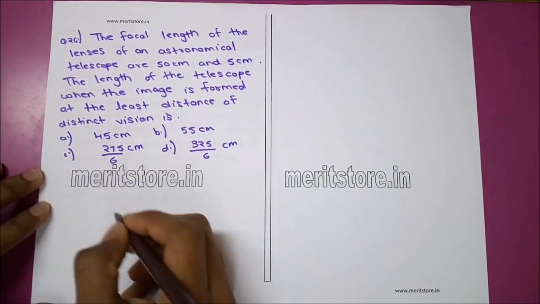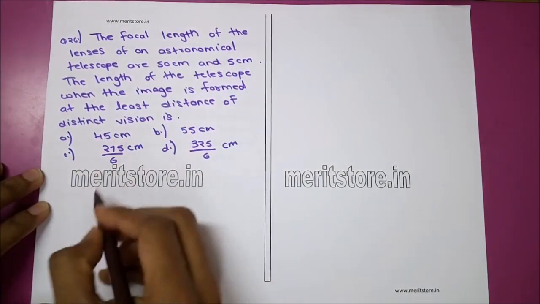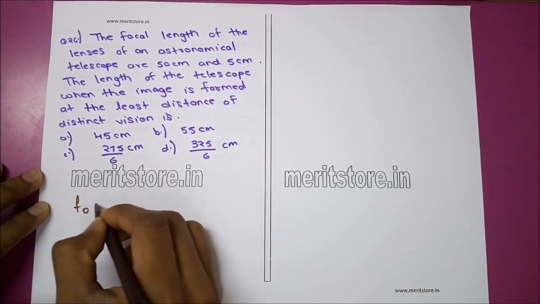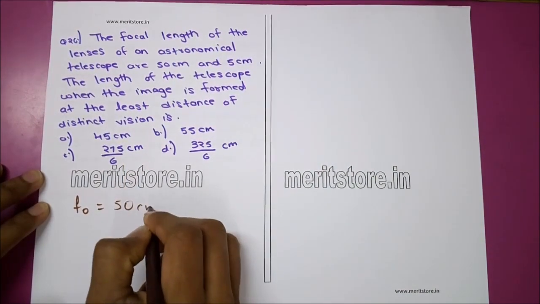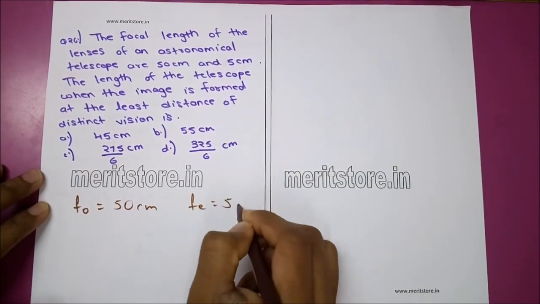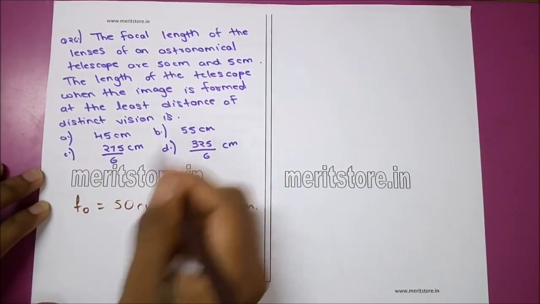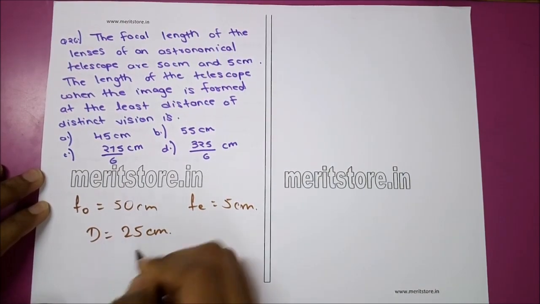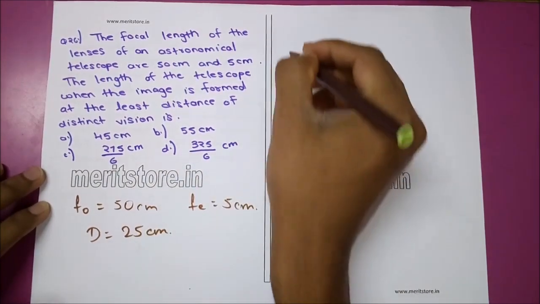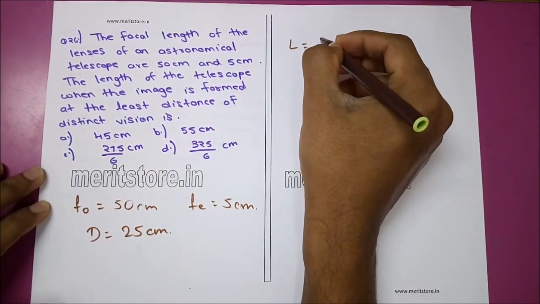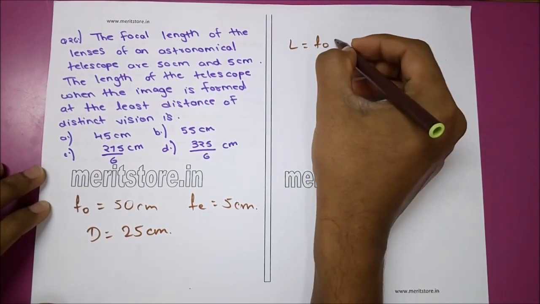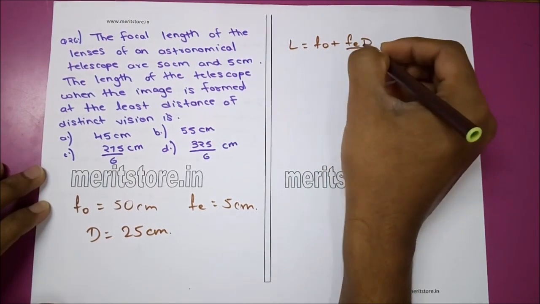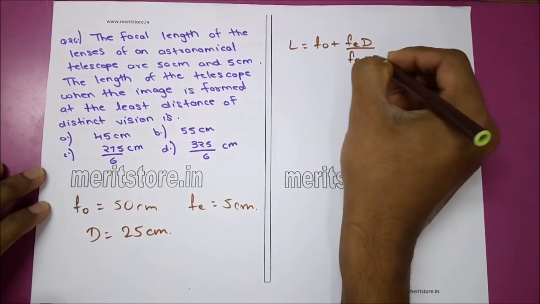Now here, the objective focal length is 50 centimeters and the eyepiece focal length is 5 centimeters, and the least distance of distinct vision is 25 centimeters. That's a known fact. So the length of the telescope can be given by the formula L equals F0 plus Fe times D upon Fe plus D.